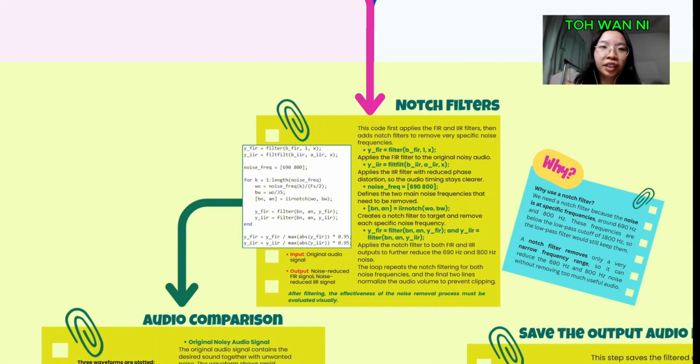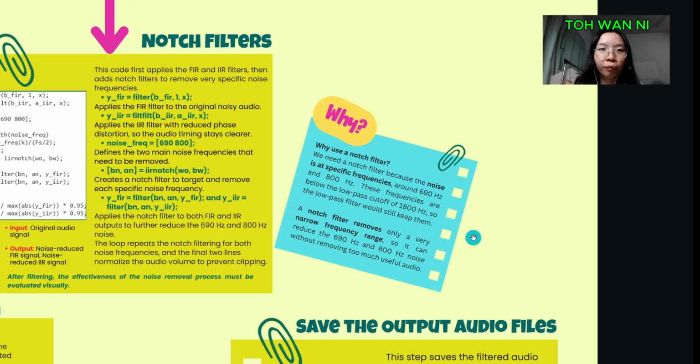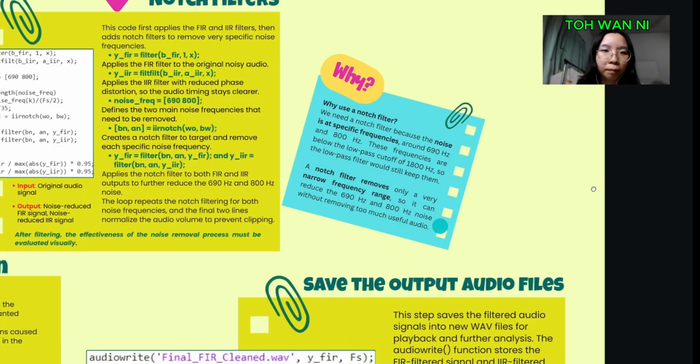However, the E sound is still present. So let's zoom into the blue box to see what happened. The E noise occurs at around 690 Hz and 800 Hz, which are below the low-pass filter cutoff frequency of 1800 Hz. Therefore, these frequencies remain after low-pass filtering. To remove them, a notch filter is applied.